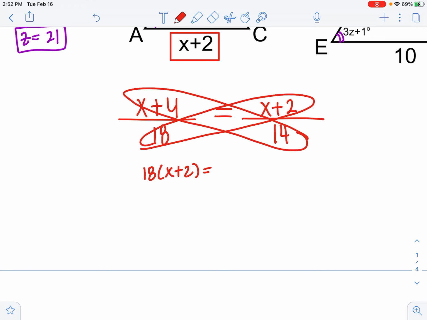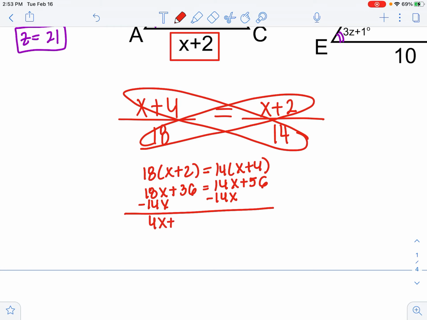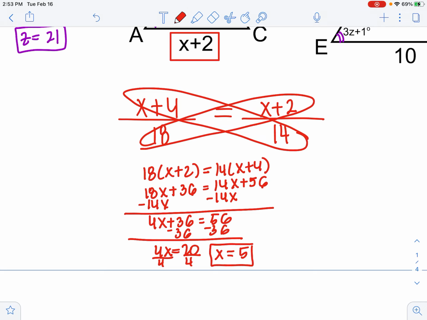So I'll multiply these two. 18 times x plus 2 is equal to 14 times x plus 4. Distribute, 18x plus 36 is equal to 14x plus 56. Okay, now I have to get all my x's on one side, so I'm going to subtract 14x from both sides. 4x plus 36 equals 56. Subtract 36 from both sides. 4x equals 20, divide by 4. x equals 5. So now I know x is 5, and I can box that as an answer.